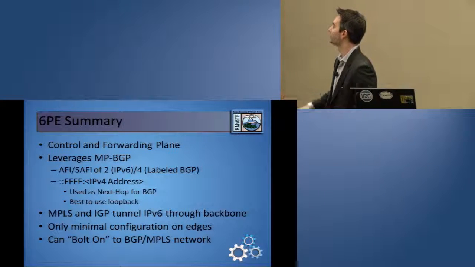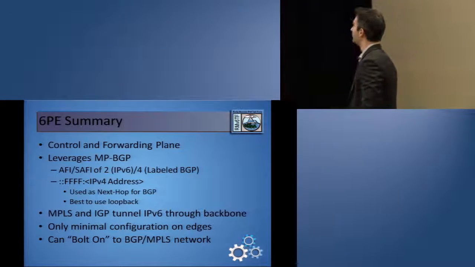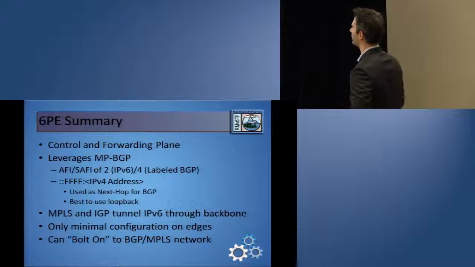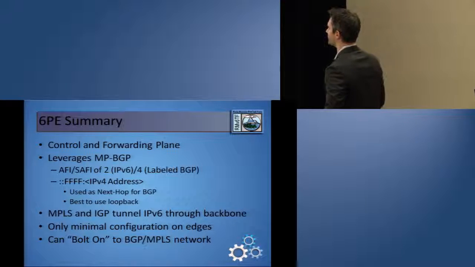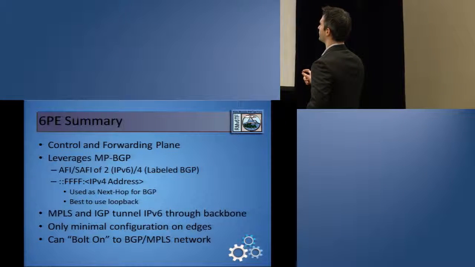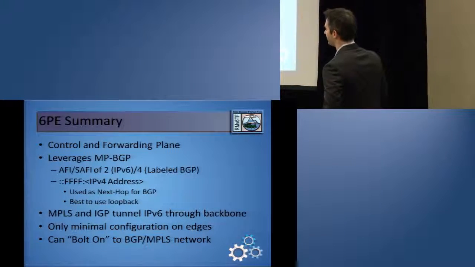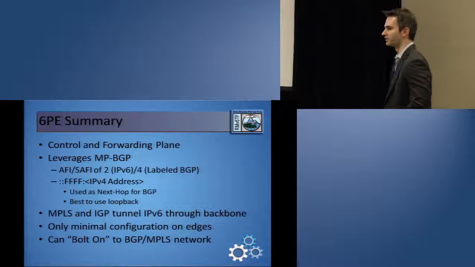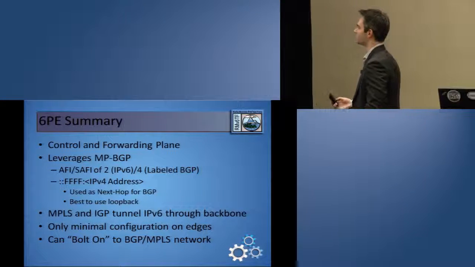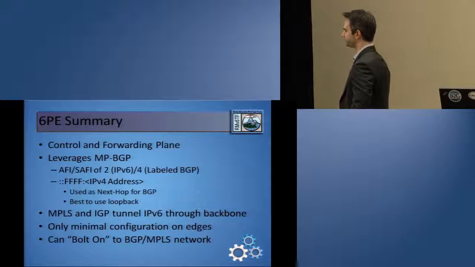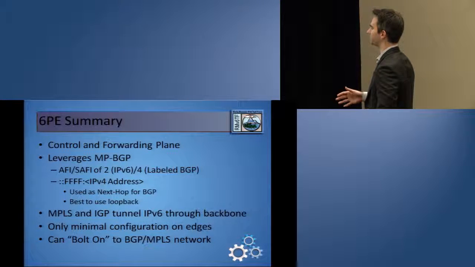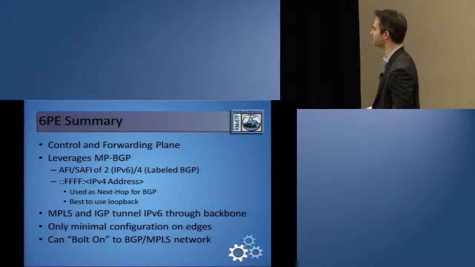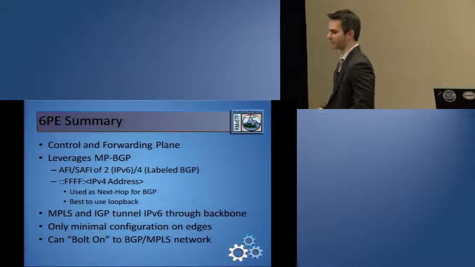So again, it's leveraging multi-protocol BGP, and it's utilizing the AFI 2 and SAFI 4 for labeled BGP. It uses that ::FFFF address with the IPv4 address mapped into it, and that's used as the next hop for BGP, and the best practice is to use a loopback for that. Then again, the forwarding plane side of this is MPLS and IGP, used to carry that IPv6 information through the backbone.